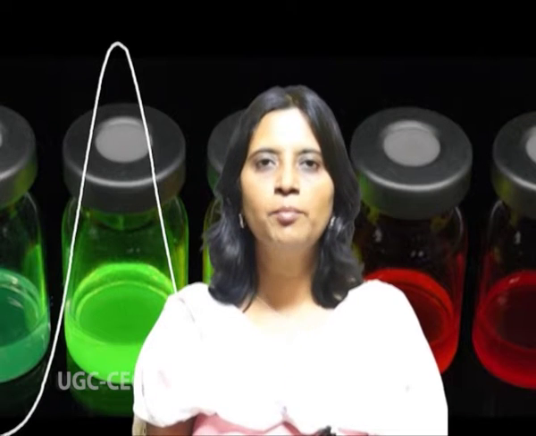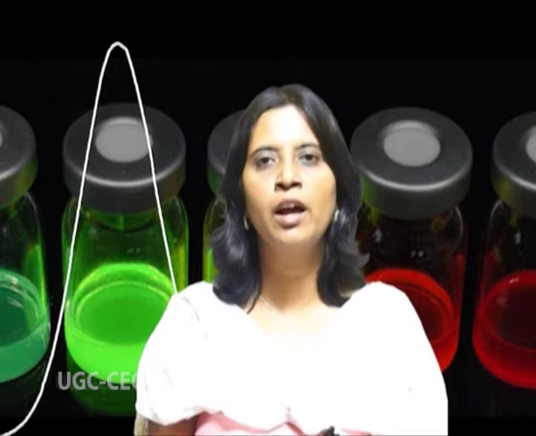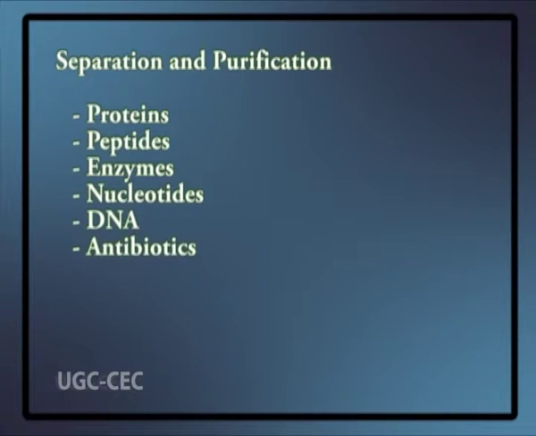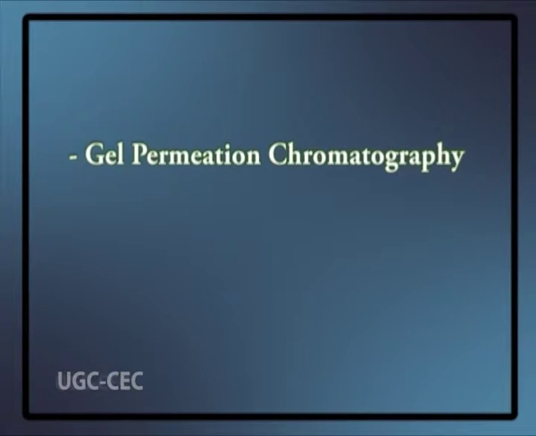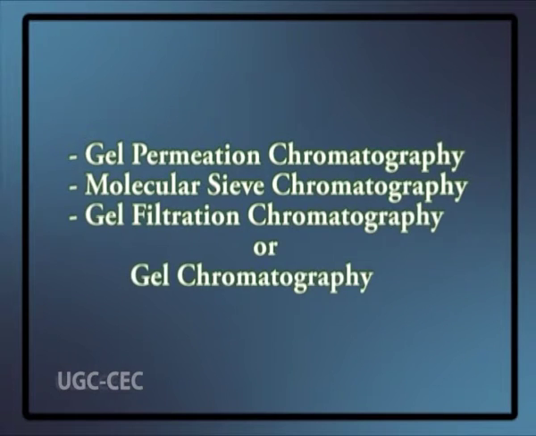Application. It can be applied for the separation and purification of many charged or ionizable molecules such as proteins, peptides, enzymes, nucleotides, DNA, antibiotics, vitamins, etc. Molecular exclusion or size exclusion chromatography. This type is also known as gel permeation chromatography, molecular sieve chromatography, gel filtration chromatography, or gel chromatography.